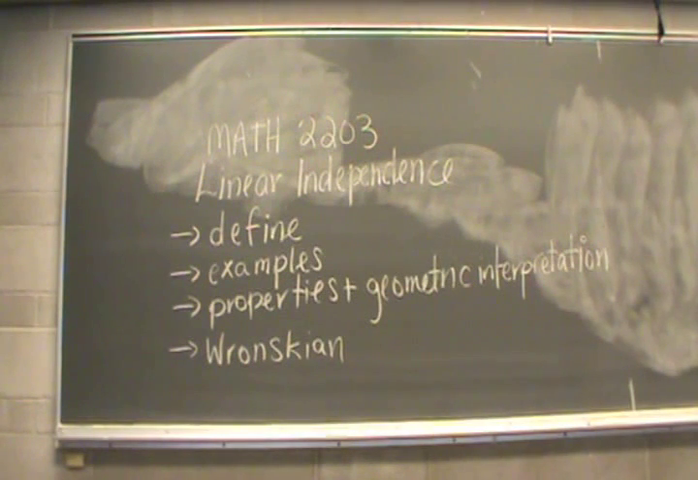In this Math 2203 video, we're going to take a look at linear independence. First off, we'll define what that means and see a couple examples of linear independence. And after that, we'll move into properties as well as geometric interpretation. To end off the video, we'll take a look at the Wronskian, which deals with linear independent functions.